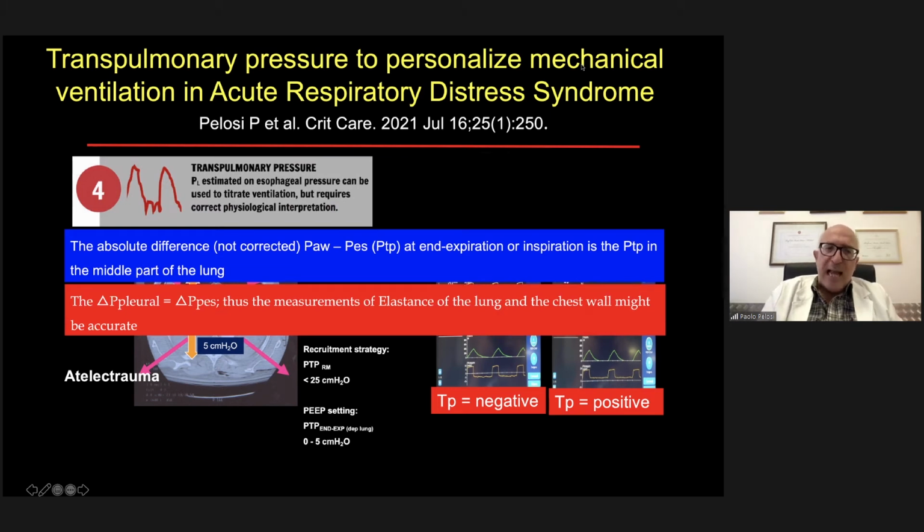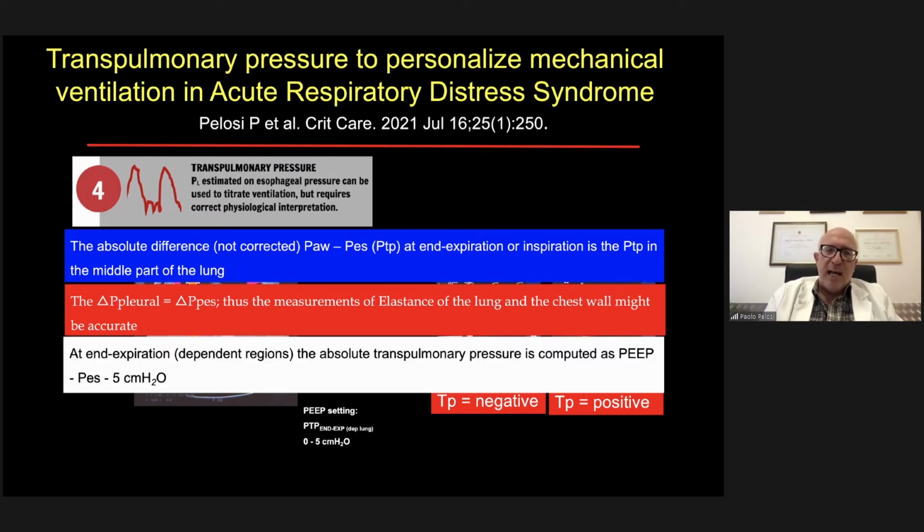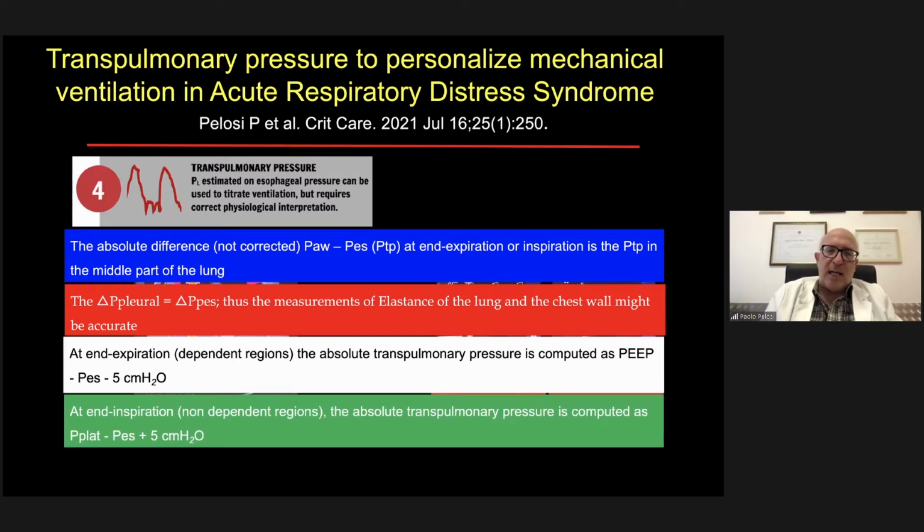If the delta pleural pressure is equivalent to the delta esophageal pressure, then the measurement of the elastance of the lung and the chest wall might be accurate. However, at end expiration in the dependent part of the lung, the absolute transpulmonary pressure is computed as PEEP minus PES minus 5 centimeters and should be corrected for this.